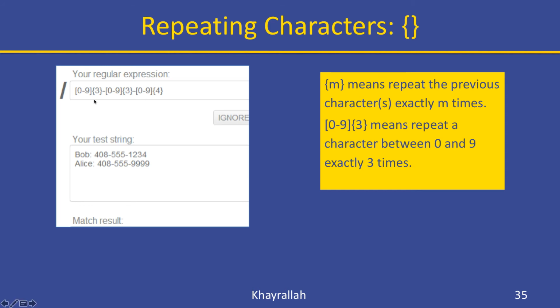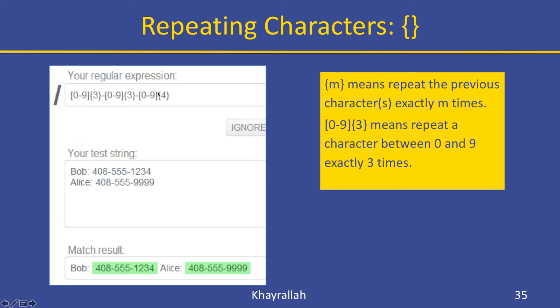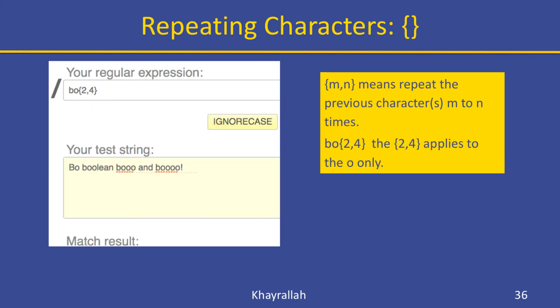So here we're trying to capture a phone number. So we are repeating a character between 0 and 9 3 times. That corresponds to the area code. We follow that by a dash, followed by a character between 0 and 9, also repeated exactly 3 times, followed by a dash, followed by a character between 0 and 9, repeated 4 times. And we get the two phone numbers matched.